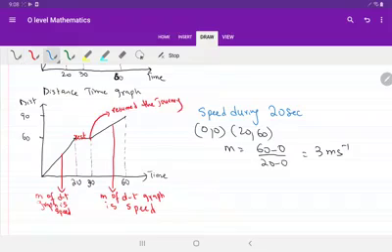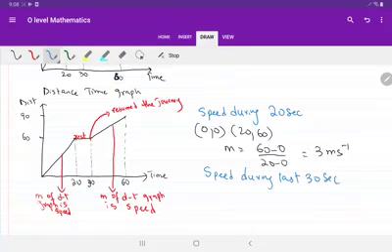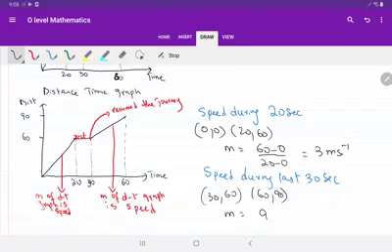If we want the speed during the last 30 seconds, then once again we will apply the formula for gradient, which is 30, 60 and 60, 90, and the gradient will be 90 minus 60 upon 60 minus 30, that is 1 meter per second.